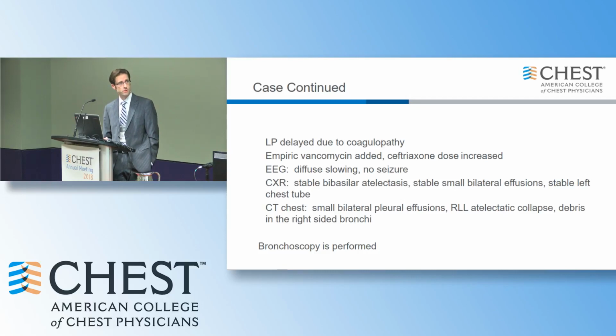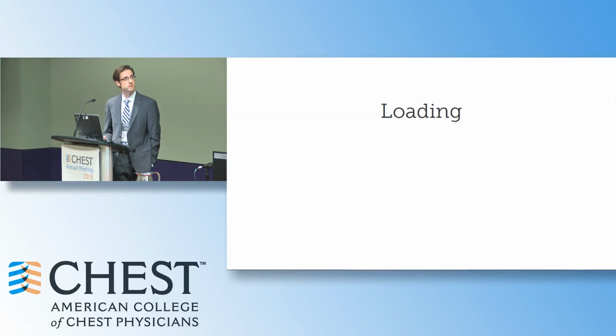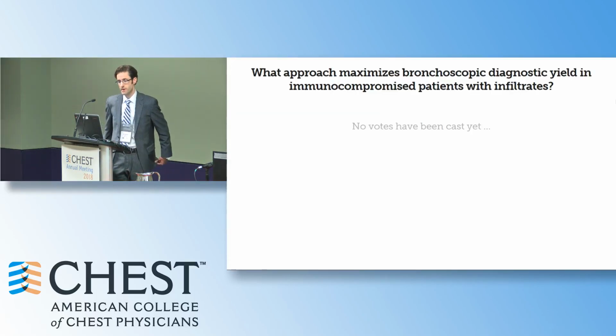A CT chest showed a lot of the same, with some evidence of right lower lobe atelectatic collapse versus infiltrate, and some debris in the right-sided bronchi. So bronchoscopy is performed. The question becomes, what approach maximizes bronchoscopic diagnostic yield in immune-compromised patients with infiltrates? We'll go to polling. So how do we best get the answer?